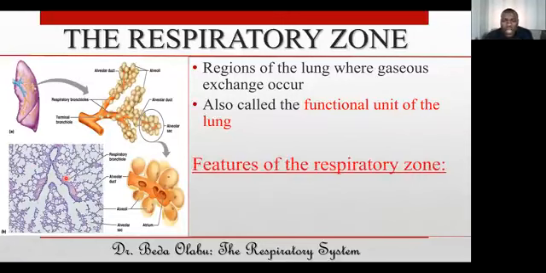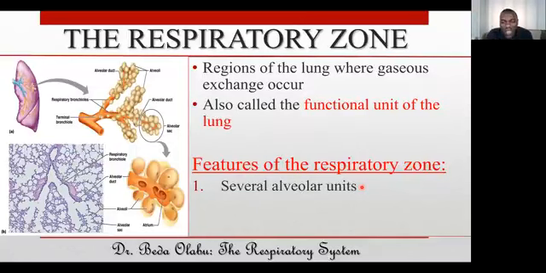These regions where gas exchange takes place have some anatomical features that it will be important to highlight. One of these anatomical features is that the regions where gas exchange occurs contain a lot of alveoli. And that is why when we see alveoli on the respiratory bronchiole, then we call it a component of the respiratory zone.